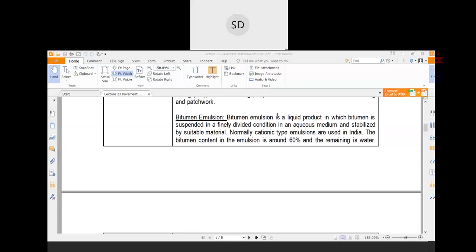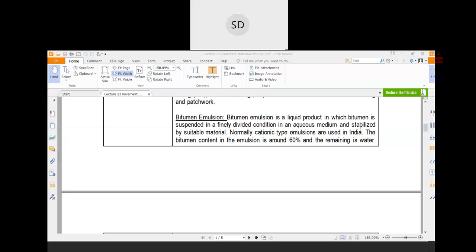So, bitumen emulsion is a liquid product in which bitumen is suspended in a finely divided condition in an aqueous medium. Finely divided condition means very small fractions, and in an aqueous medium means in water, and stabilized by suitable material. Stabilized by suitable material means it does not settle in the water content.